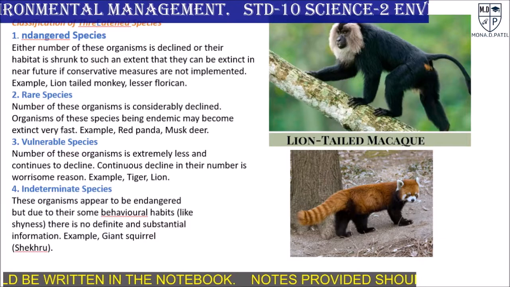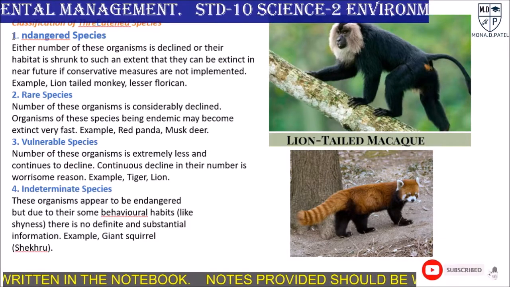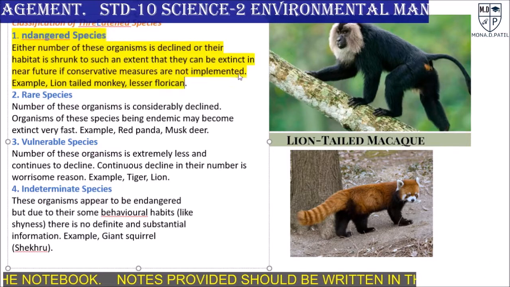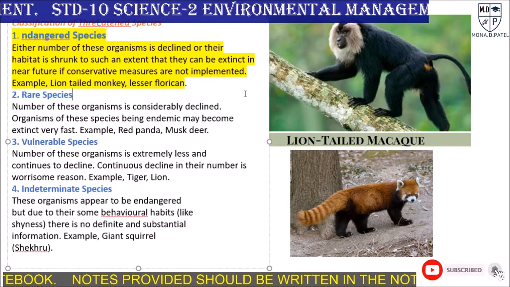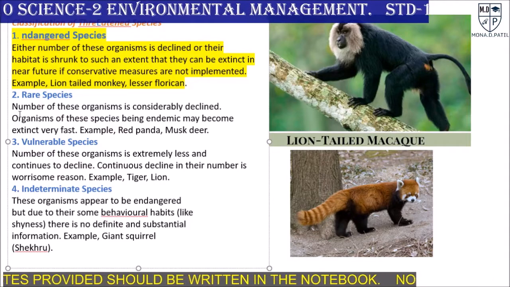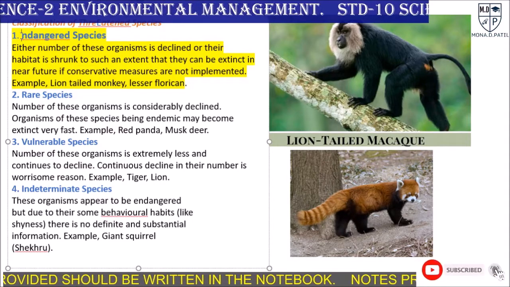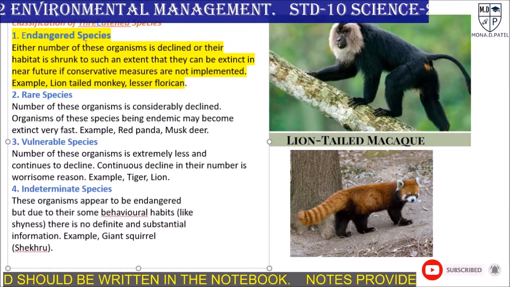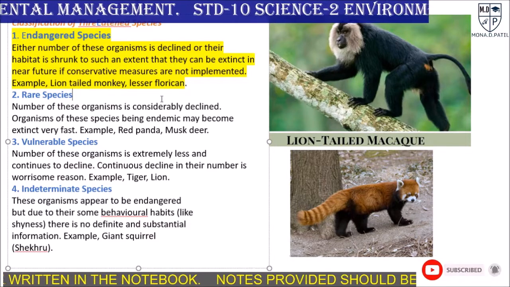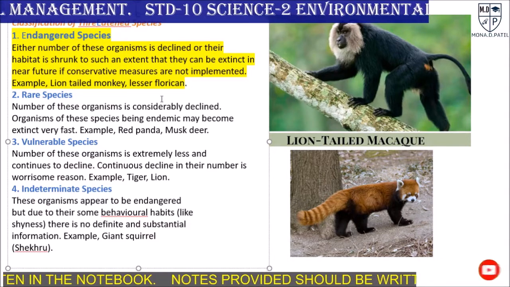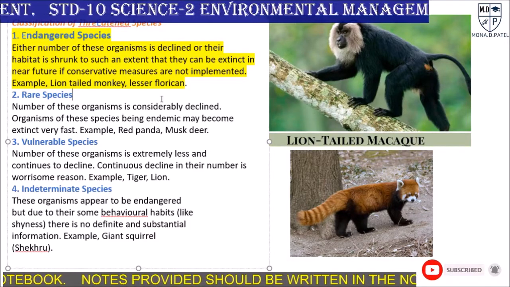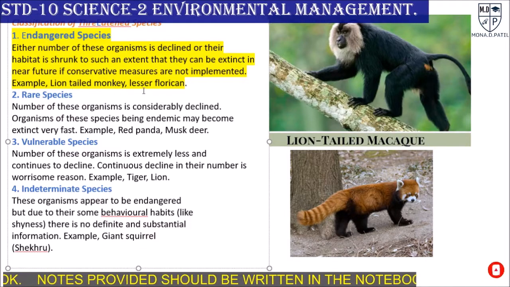Threatened species means the species which will now decline totally and will vanish. Okay, this is the condition of threatened species. So first is endangered species. Endangered species means either the number of this organism has declined or their habitat has shrunk to such an extent that they can become extinct in the near future if conservation measures are not implemented. Example, lion-tailed monkey, lesser florican.